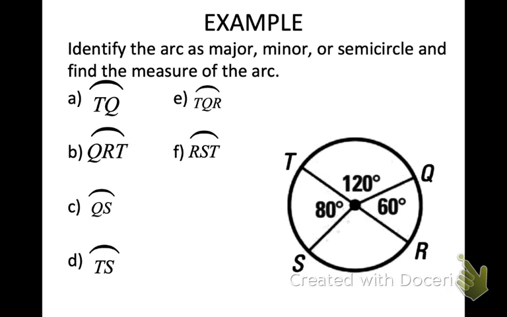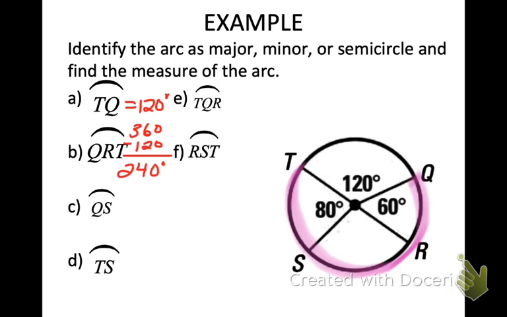So let's see if we can figure this out. A, what's the measure of arc TQ? 120, perfect. 120 degrees. Did everybody see that? Central angle's 120, so the arc's 120. Next, QRT, so that means I'm going to start at Q. I have to go to R first, and then end at T would be everything but 120, so I would do 360 minus 120, which is 240 degrees. Everybody see that one? Okay.